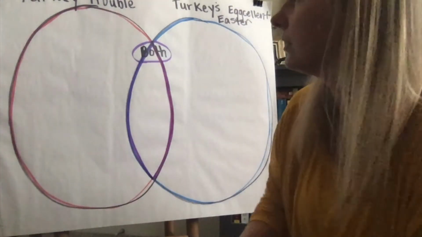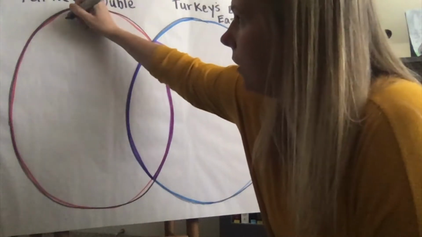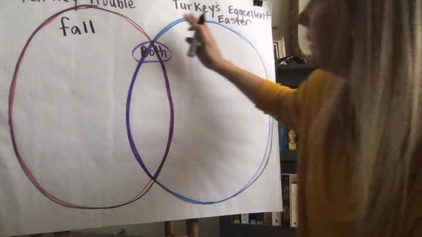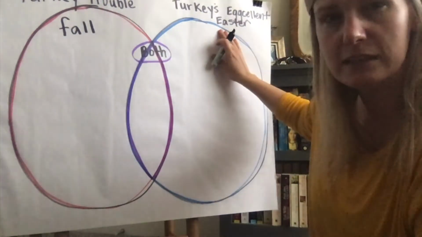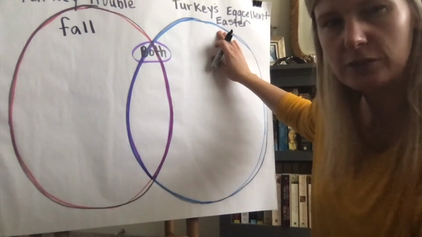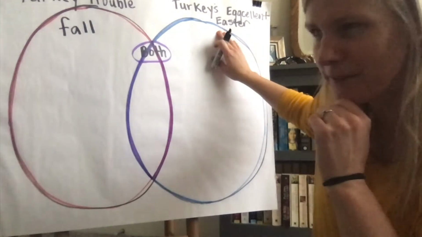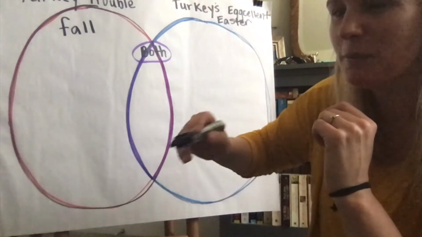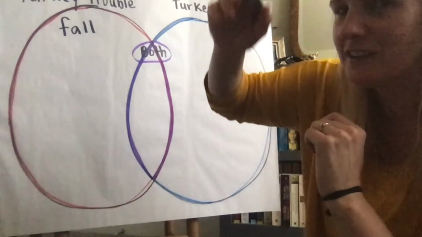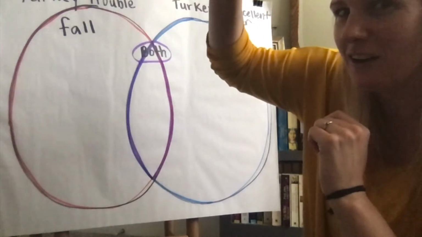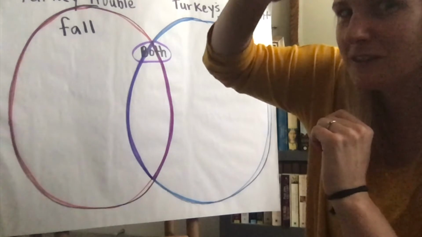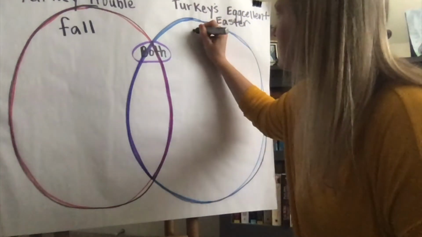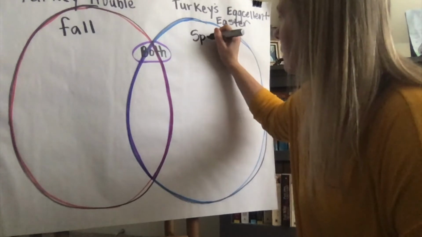So I'm going to write the word fall here. Now, did Turkey's Excellent Easter, did that take place in the fall too? What season was that? Winter, spring, summer, fall, these are seasons, four in all. Winter, spring, was it spring? Yes. I'm going to write spring up here.